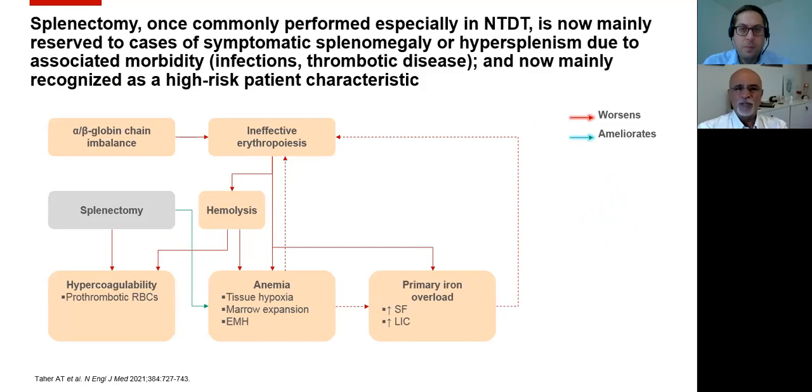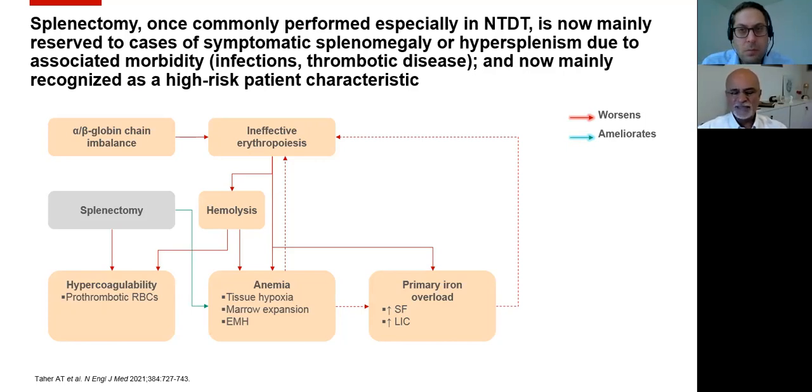So splenectomy, that was once a commonly performed procedure for NTDT, is now mainly reserved for cases that have a huge spleen, symptomatic splenomegaly, or severe hypersplenism, because, as we have shown you, it's not only infection, but it will cause thrombotic disease and pulmonary hypertension, and it is associated with most of the morbidities.